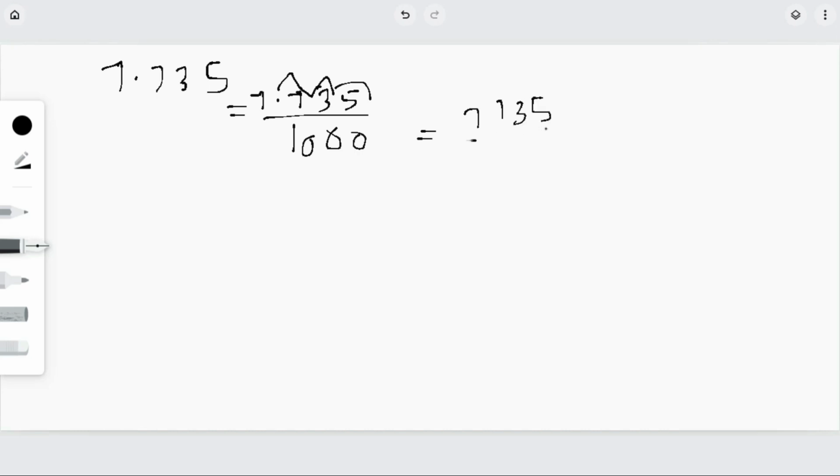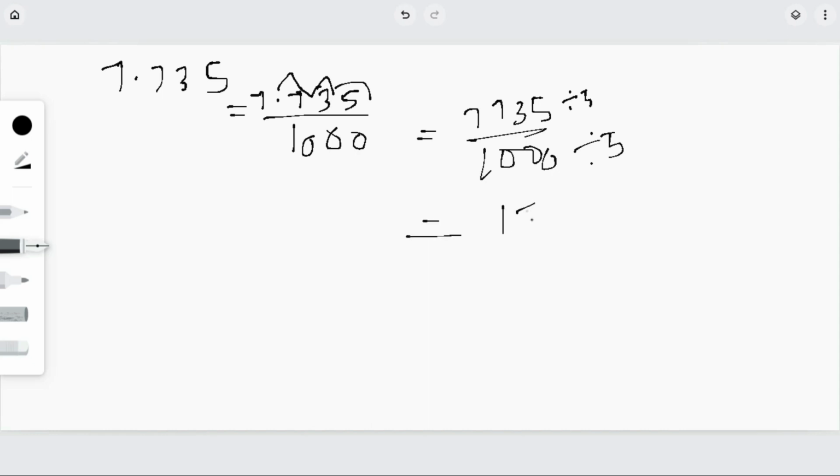Now the next thing is what can go in, because you know that this number ends in 5 and this one also ends in 5, so 5 can go into both numbers. If you divide both numbers by 5, you understand, the answer for this one would be 1547, and the answer for this one would be 200.